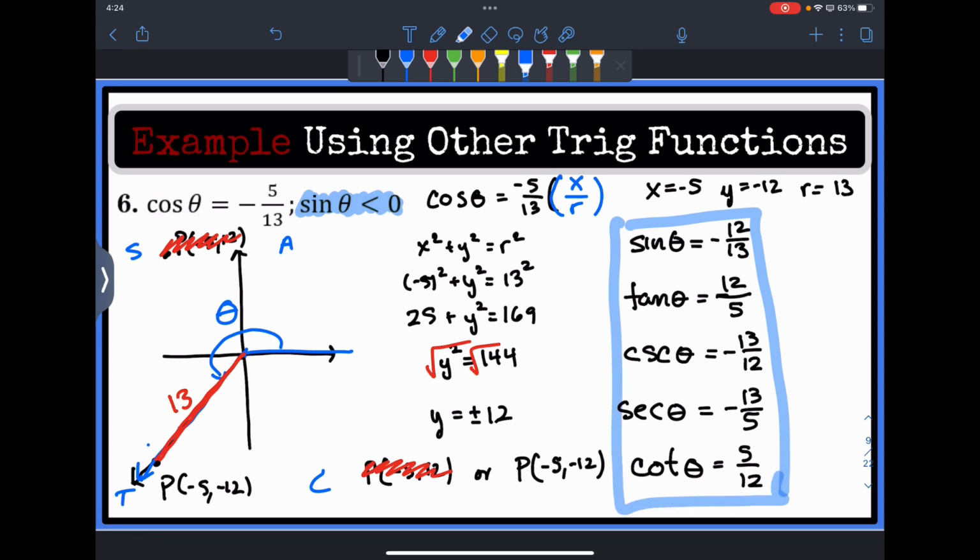And that concludes our examples on finding the trig functions of any angle.